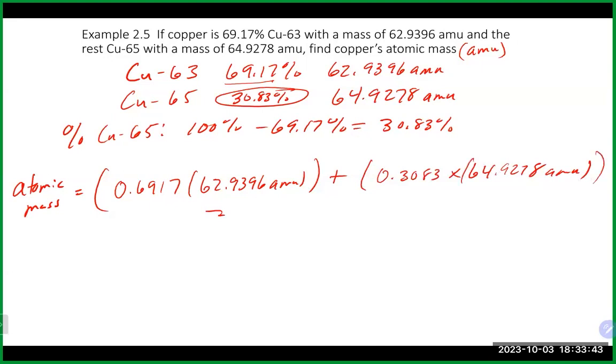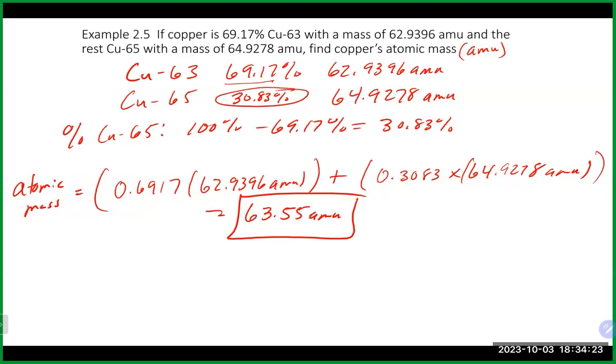That is going to get us here. We got 0.6917 times 62.9396 plus 0.3083 times 64.9278. Going to give us something like 63.55 AMU, which I think is fairly close to what you see there for copper on the periodic table. Any questions on that calculation there? So again, this is basically the similar calculation as to how we get all those numbers on the periodic table.